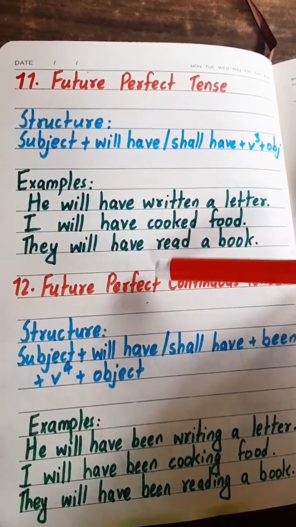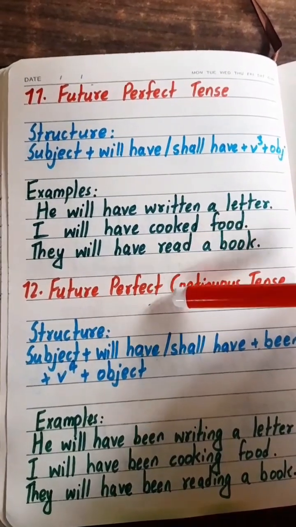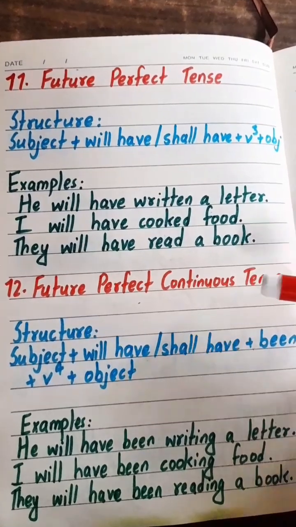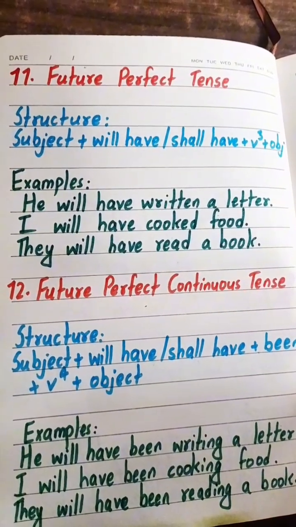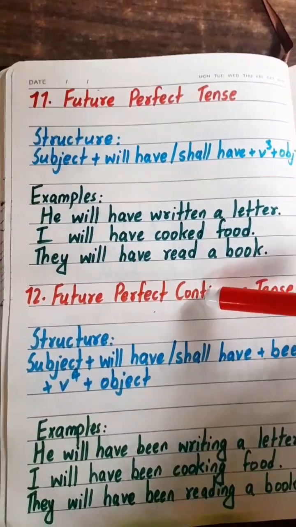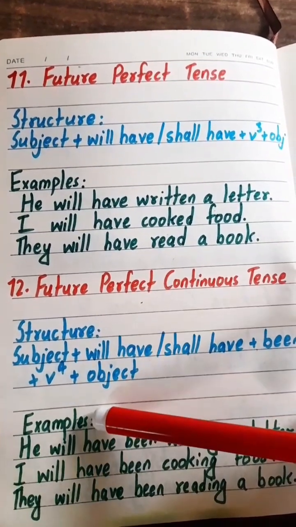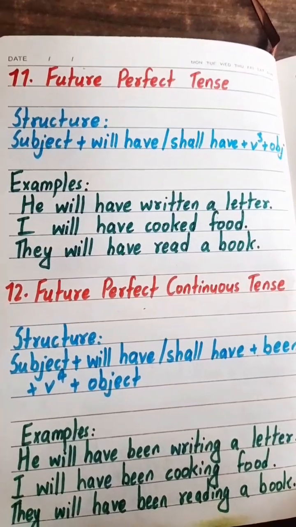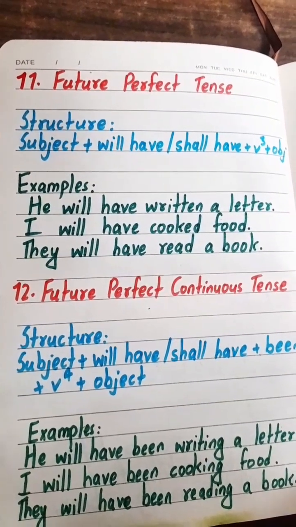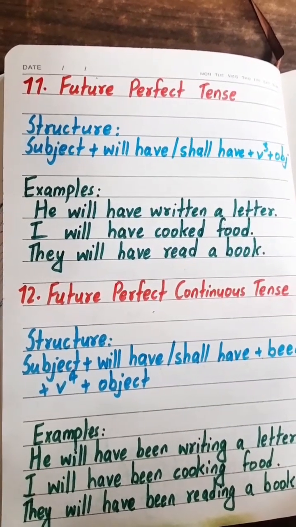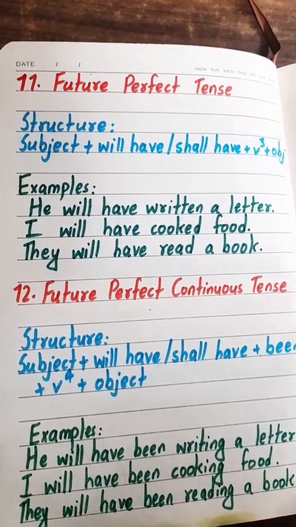And last but not the least, future perfect continuous tense. Structure: subject plus will have or shall have plus been plus verb 4 plus object. Examples: he will have been writing a letter. I will have been cooking food. They will have been reading a book.